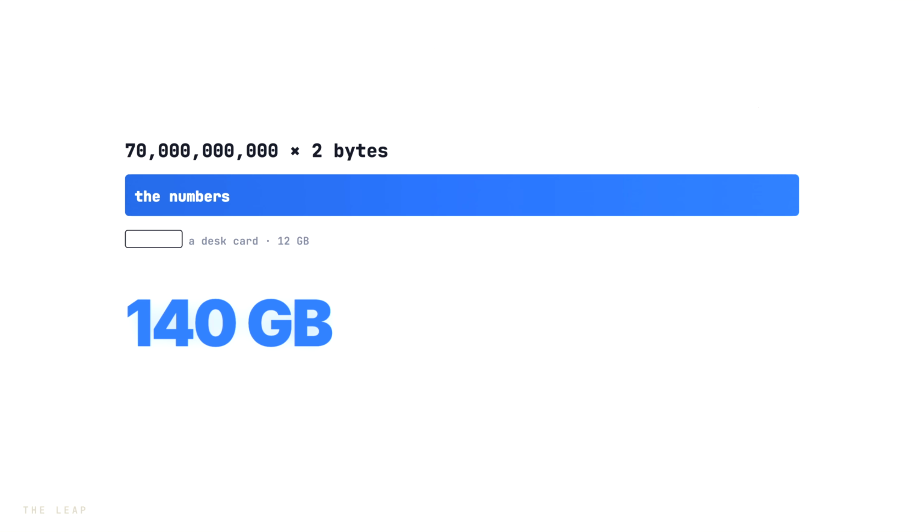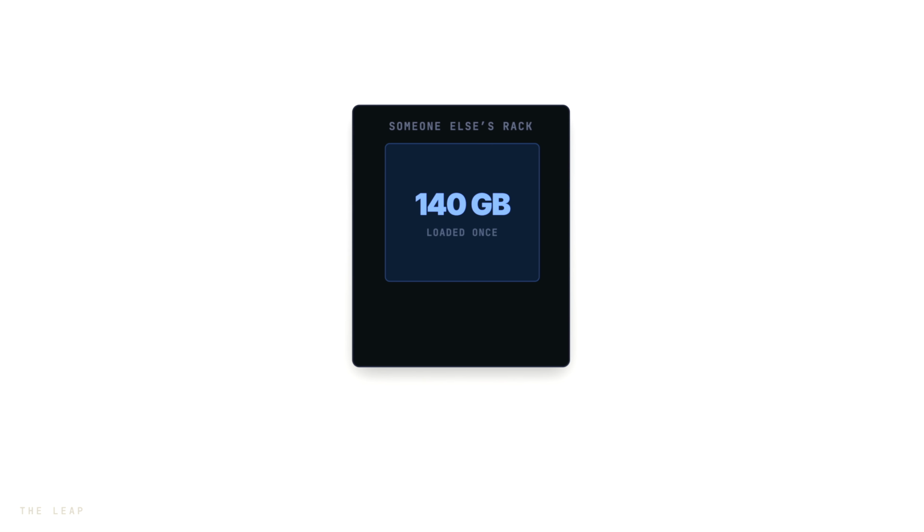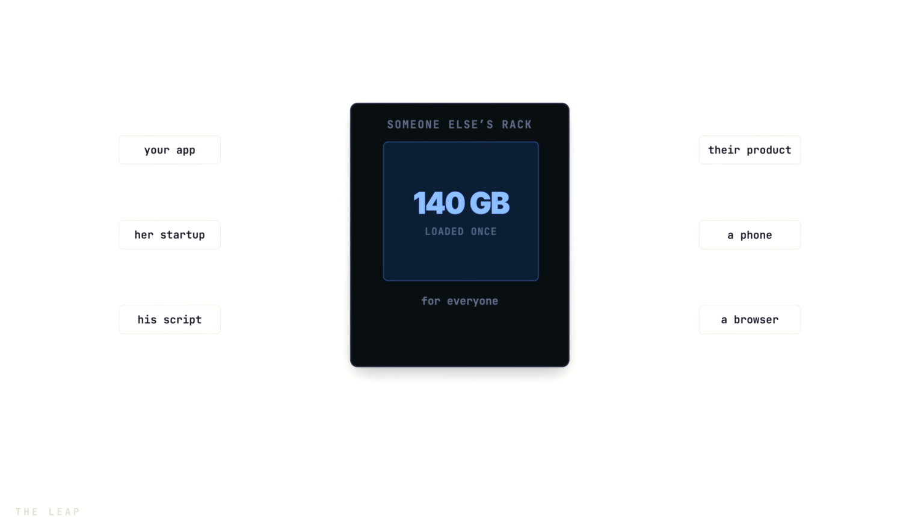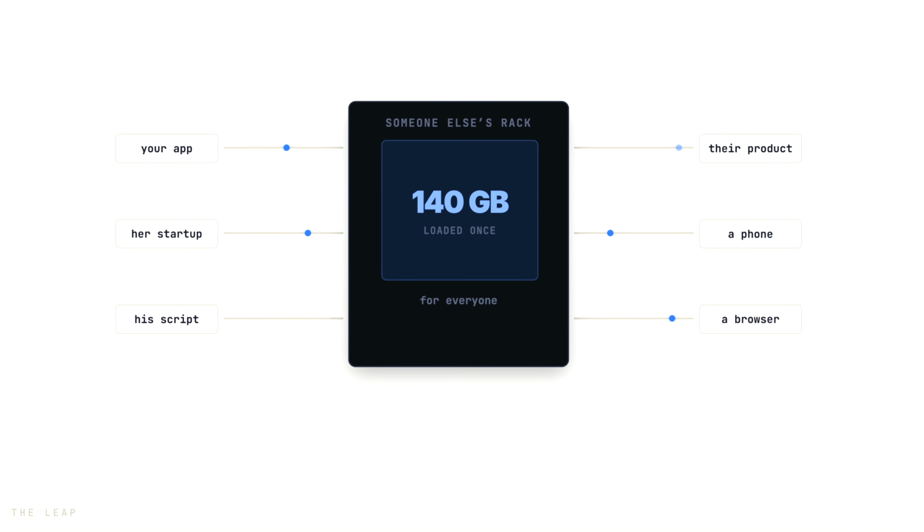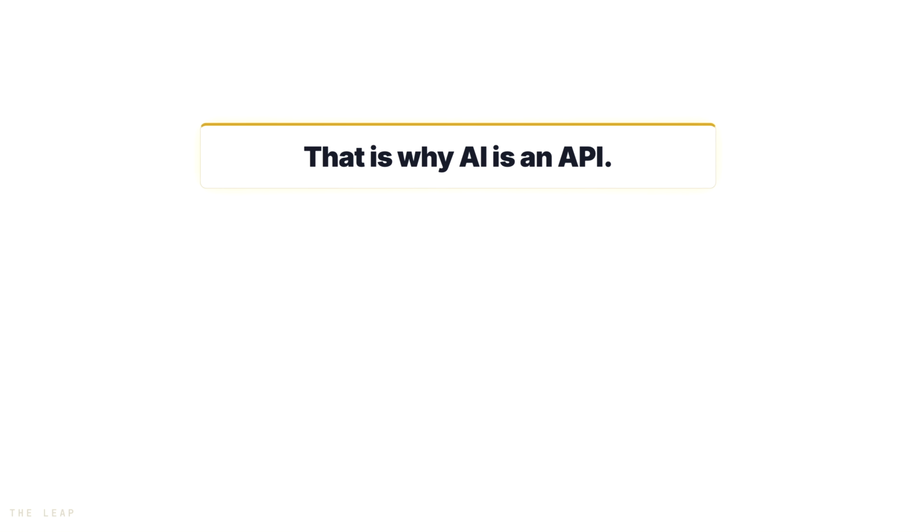Bigger models are 70 billion numbers. At 2 bytes each, that is 140 gigabytes. No card you can buy holds that. So, companies load it once for everyone. You send words, words come back. The numbers never move. This is why AI is an API.